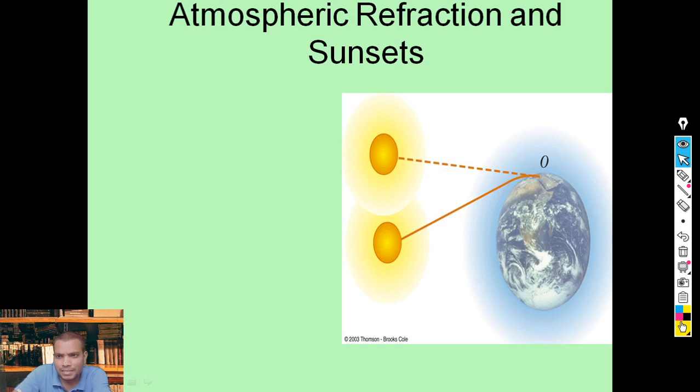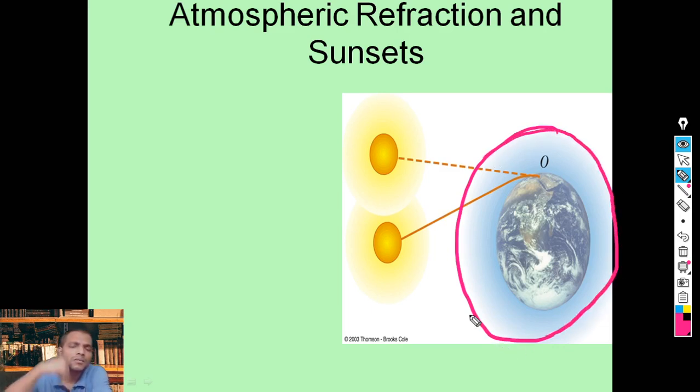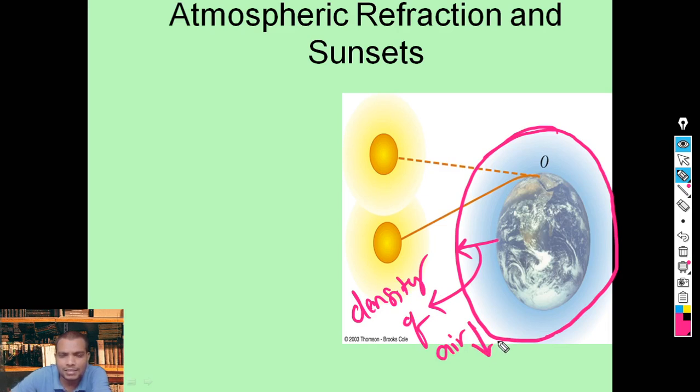First let me explain what is presented here. This is our Earth, and up to here we have the atmosphere, up to this blue region. This atmosphere occupies several hundred kilometers from the Earth's surface upward, and we know that as we go up from the surface, the density of air decreases. Different regions have different air densities. That is a very key point here.